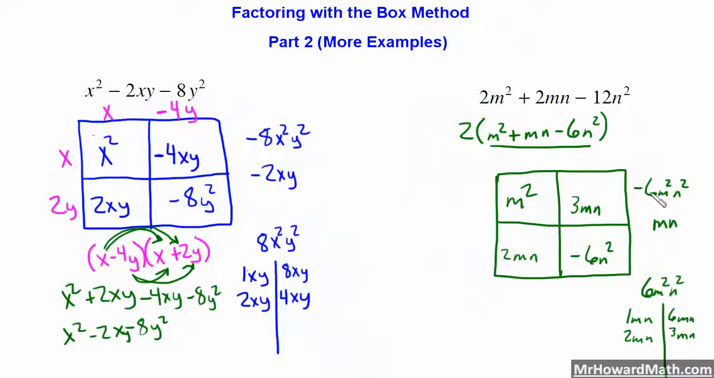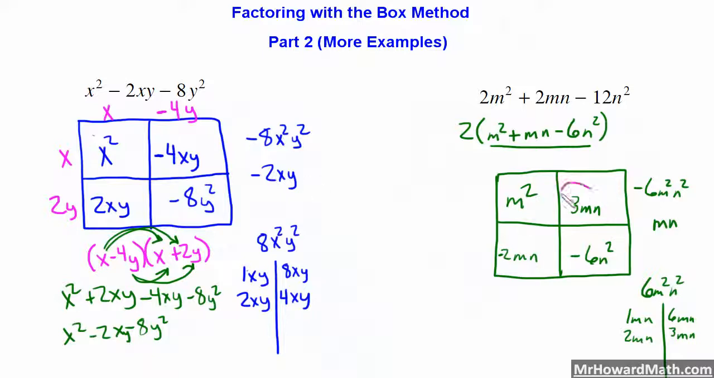Now we need to fix the sign. Our product is negative, so that means one of these is negative. Our sum is positive, so the largest number wins that positive sign. So the negative sign is going to go right here with this one. That would give us a negative 6m squared n squared as our product, and then 3mn plus negative 2mn gives us a positive mn, so our sum also works. Now we've just about got it done.